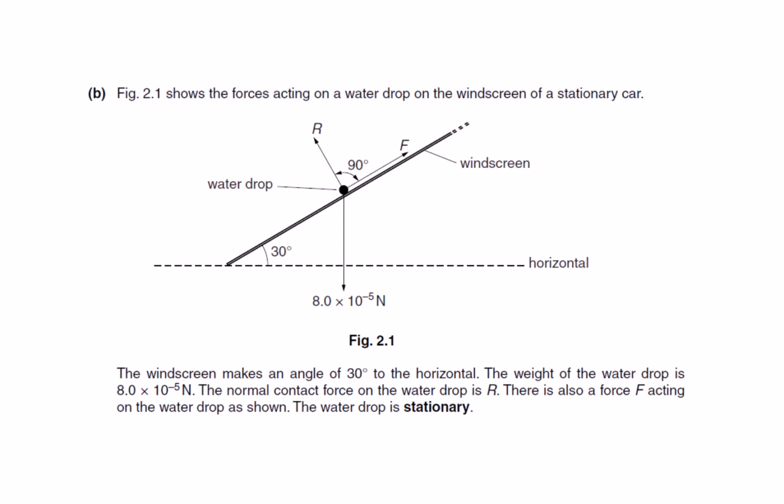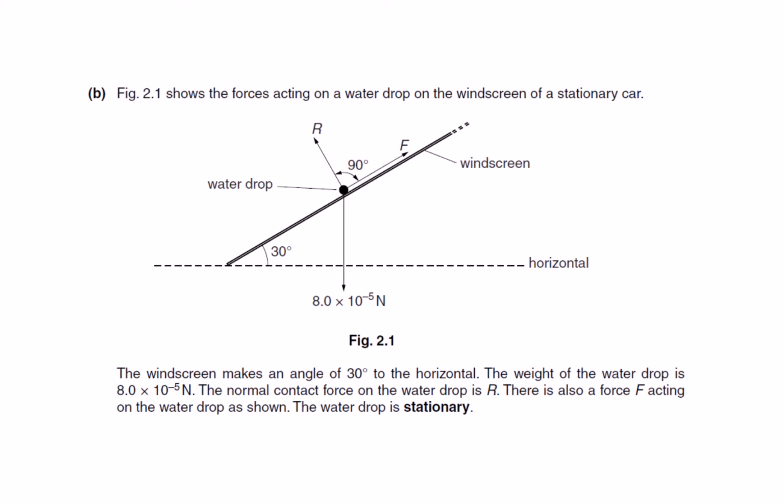I suspect we're going to need to know that in order to answer this next one. So part B, we've got figure 2.1. We've got forces acting on a drop of water on the windscreen of a stationary car. So we've got the weight of the object, there is a normal reaction force, and there is a frictional force holding it. So it's not moving, it's not accelerating. We're told that the windscreen is at an angle of 30 degrees to the horizontal. The weight of the water drop is 8.0 times 10 to the minus 5 newtons. The normal contact force is R, and there is also a force F acting on the water drop as shown. And the water drop is stationary.